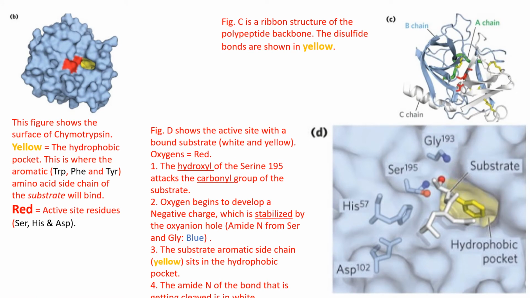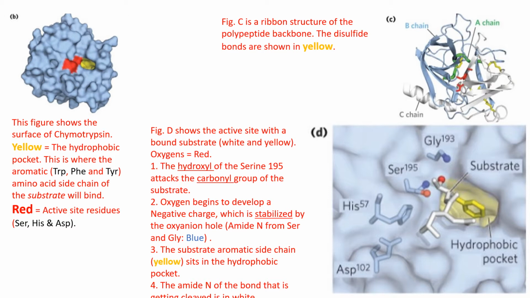This figure shows the surface of chymotrypsin. Yellow is equal to the hydrophobic pocket. This is where the aromatic amino acid side chain of the substrate will end. Remember, the substrate here is whatever polypeptide or protein is going to be cleaved. The red part is the active site residues, serine, histidine, and aspartic acid, or aspartate.